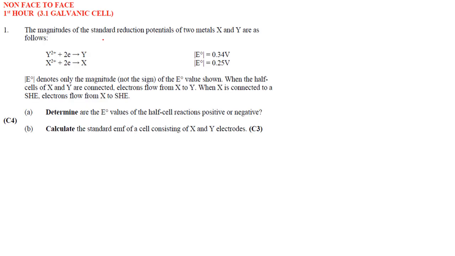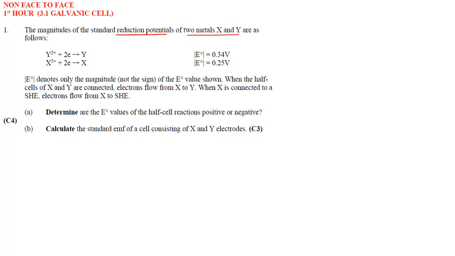Okay, so let's have a look at the first question. So this one is actually a good question lah. Nak test you faham tak apa tu anode, cathode, and then how to do the calculation related to it lah. Okay, so sekarang dia bagi standard reduction potential of two metals X and Y as follows.